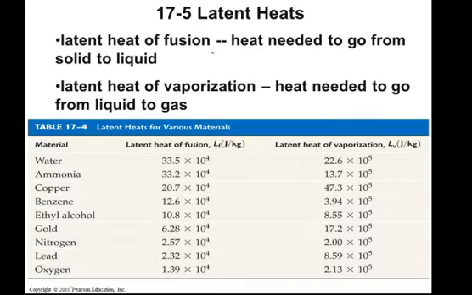And the latent heat of fusion, as I said, is to go from a solid to a liquid, and the latent heat of vaporization is to go from a liquid to a gas. And on the chart here, they give me, for various materials, what the latent heats of fusion and vaporization are. And this is an F, latent heat of fusion, and this is a V for vaporization.